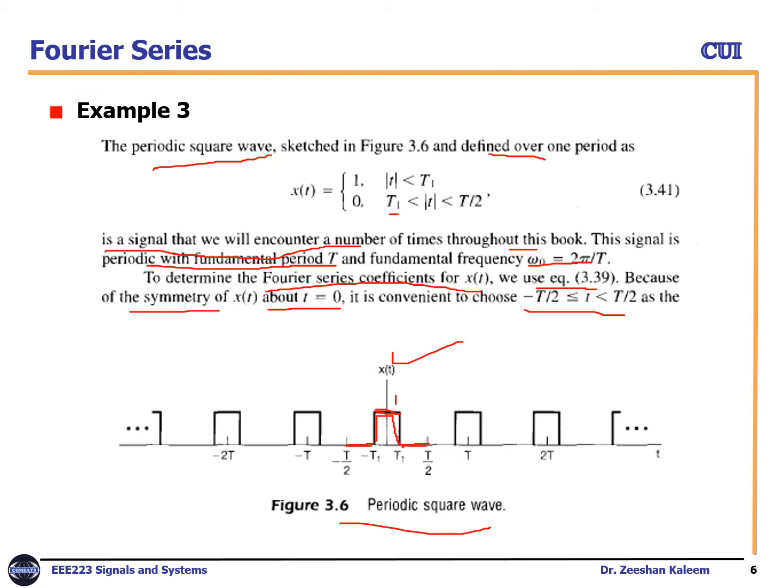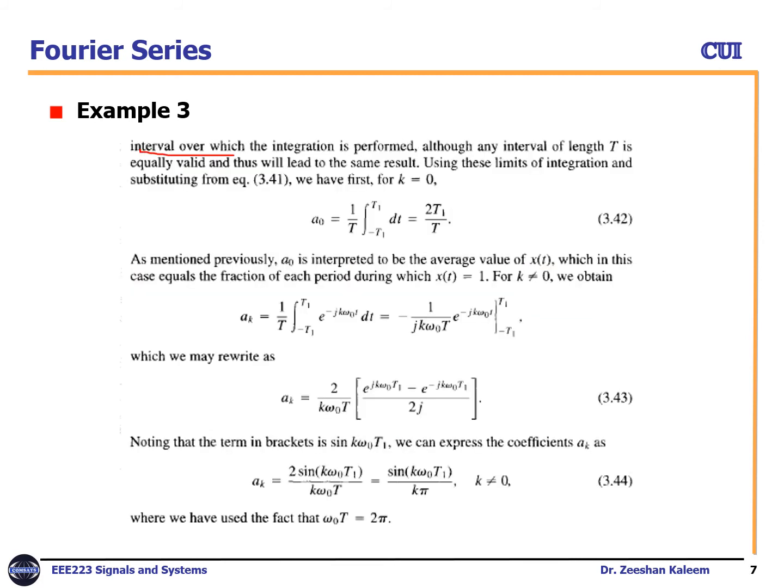So we can analyze between this period. It will be much easier as compared to just considering from 0 to T. So to take the benefit of the symmetry, we will use this period. Although an interval of any length T is equally valid and will lead to the same result. If you take any other interval instead of minus T by 2 to T by 2, the result will be the same. There will be no difference in result, but this period is a lot easier to evaluate.